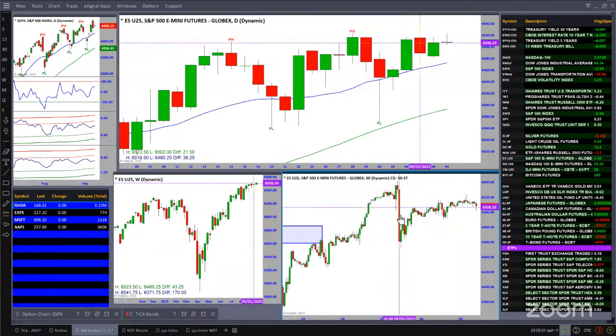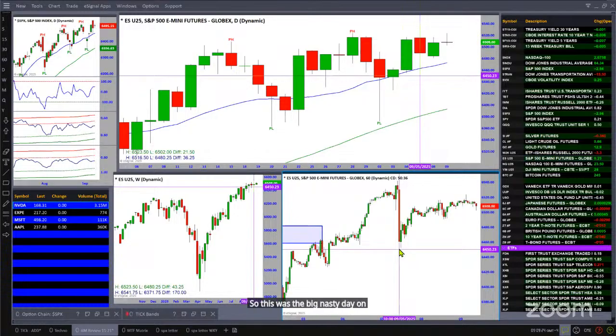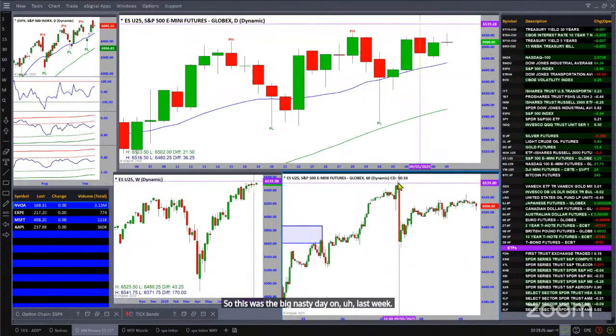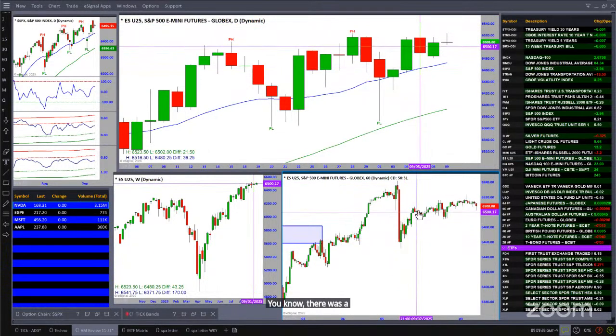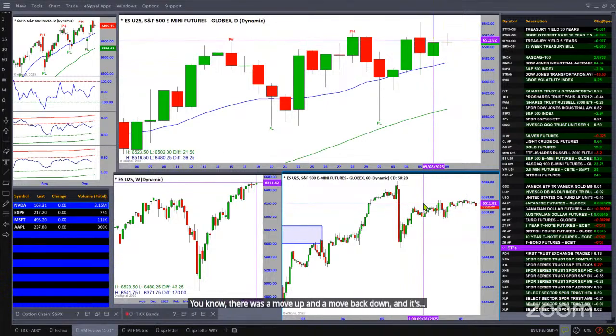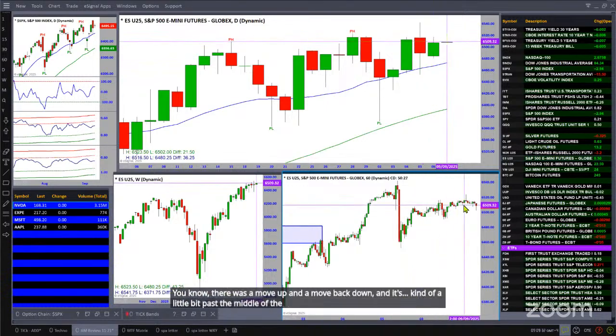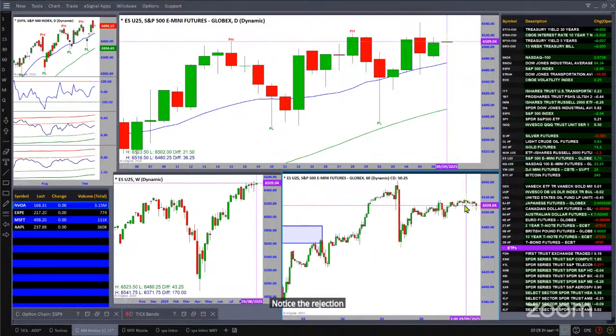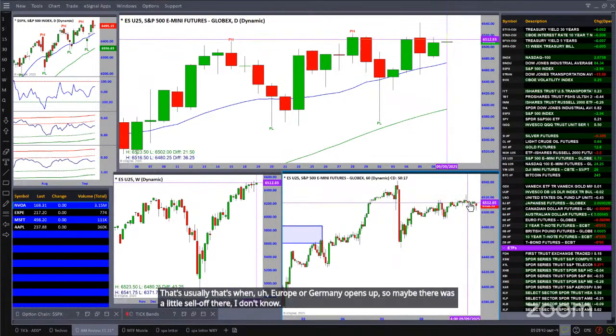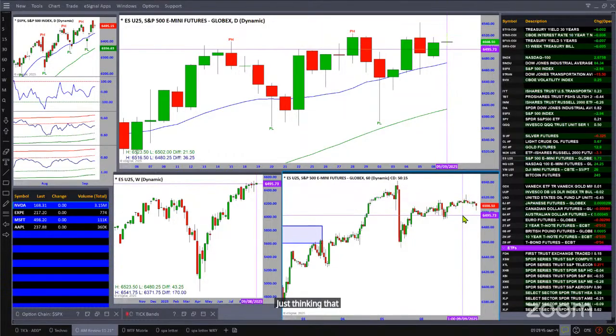So this was the big nasty day on last week. There was a move up and a move back down, and it's kind of a little bit past the middle of the range there. Notice the rejection that occurred there at 3 o'clock in the morning. That's when Europe or Germany opens up. So maybe there was a little sell-off there. I don't know. I'm just thinking that because I see this rejection, but overall prices aren't going anywhere.